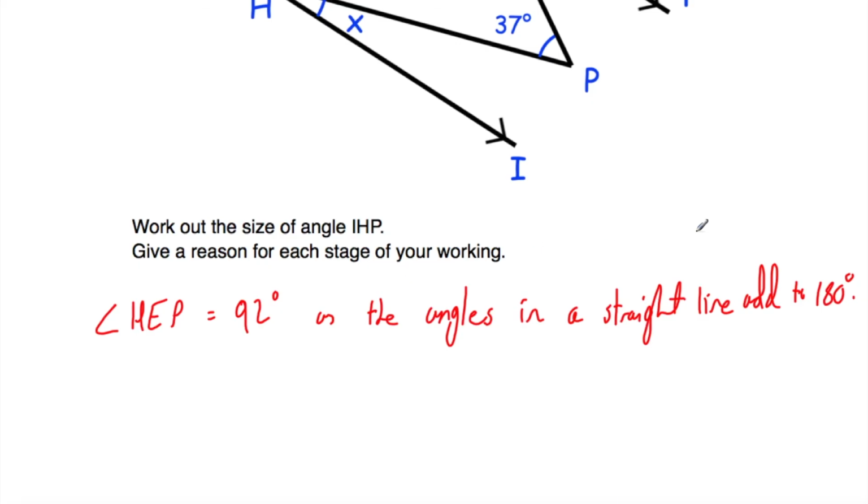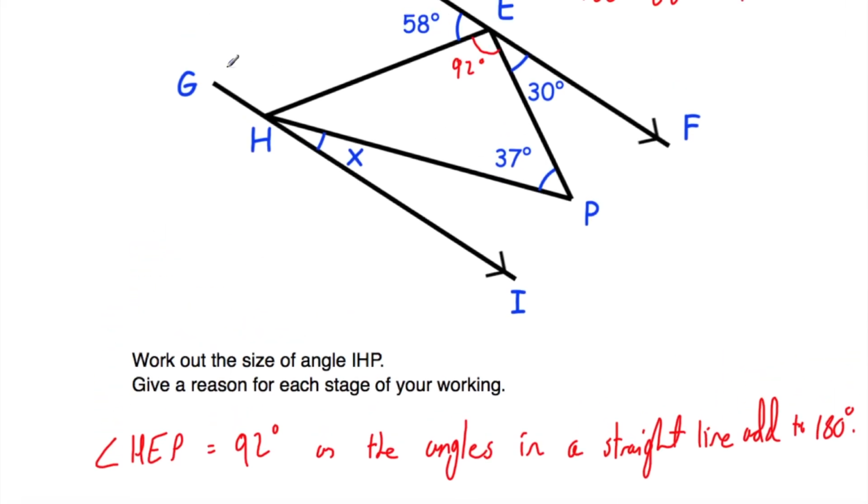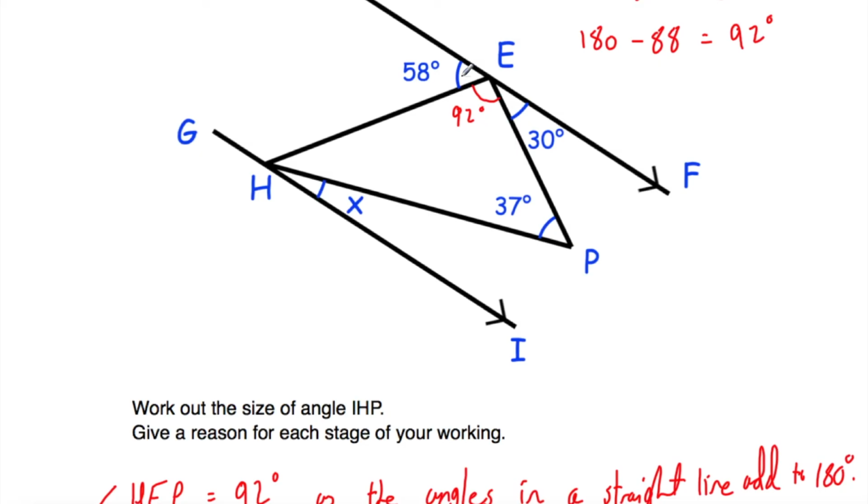So let's write that down. Okay, so I've written down the angle HEP equals 92 degrees because the angles in a straight line add together to be 180 degrees. Okay, so now we want to find the size of this angle. What I'm going to do is consider this triangle HEP, and the angles in a triangle will always add together to be 180 degrees.